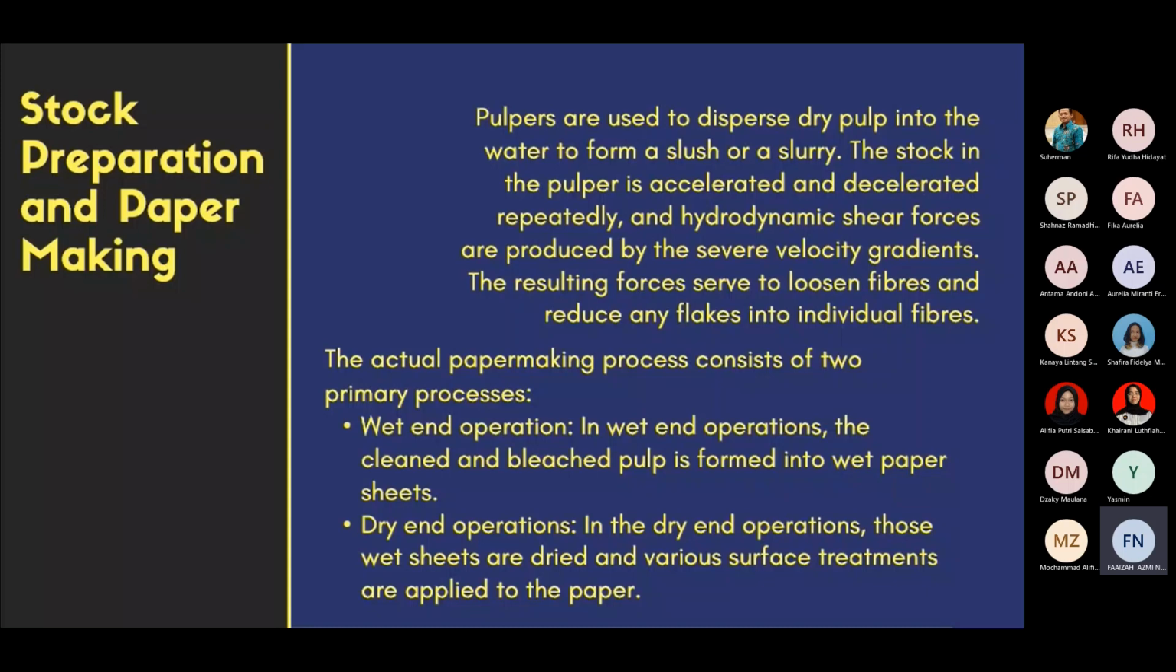The actual papermaking process consists of two primary processes. The first one, wet end operations. In wet end operations, the cleaned and bleached pulp is formed into wet paper sheets. The second, dry end operations. In the dry end operations, the wet sheets are dried and surface treatments are applied to the paper.